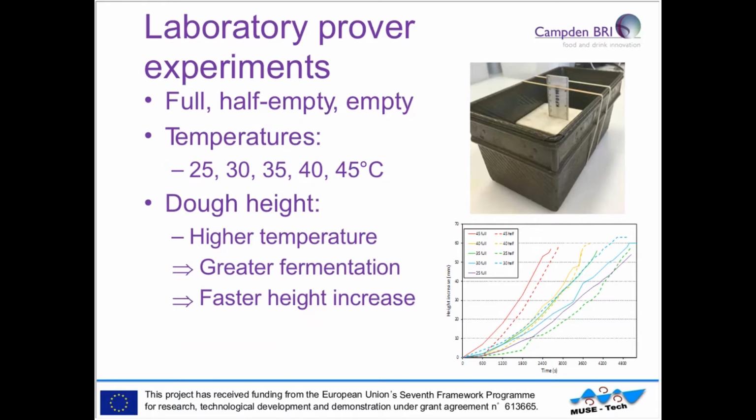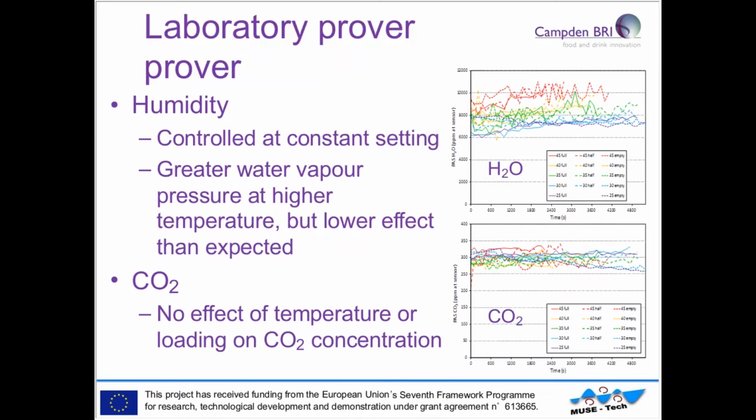So you can see that the dough is rising, and the red curves are the ones done at higher temperatures, and the dough height increases faster. This is because the fermentation rate is higher at greater temperature. So we then look at the gas measurements.